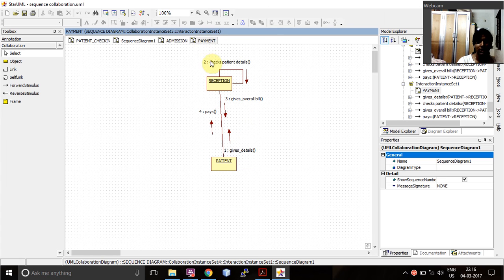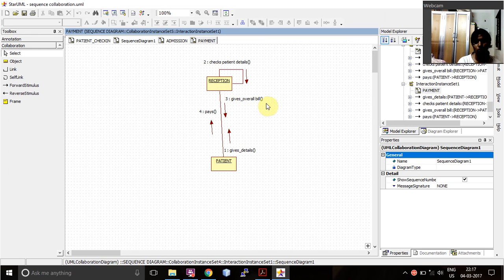Now my fourth functionality is the payment procedure. Again, I have two objects, that is reception and patient. First of all, the patient gives details, based on whatever he was going through about his illness and the treatments he got, and then the reception checks for the patient details.